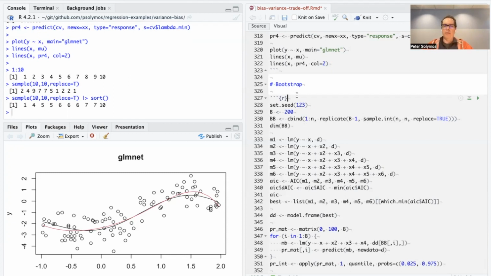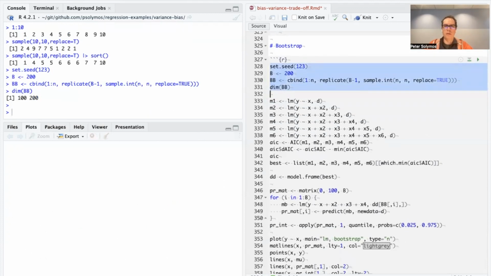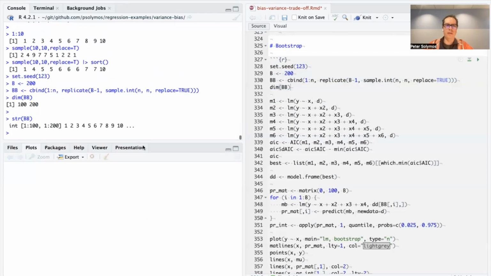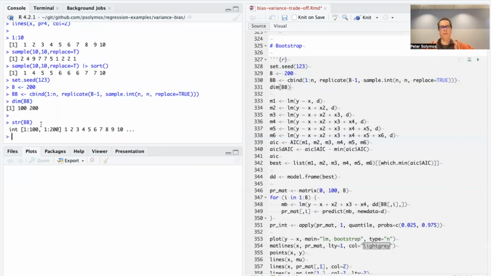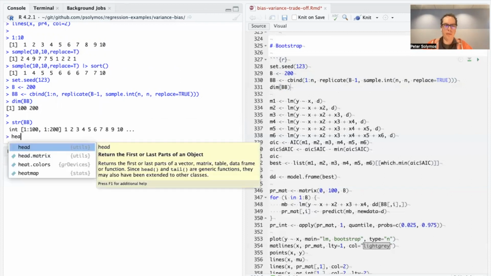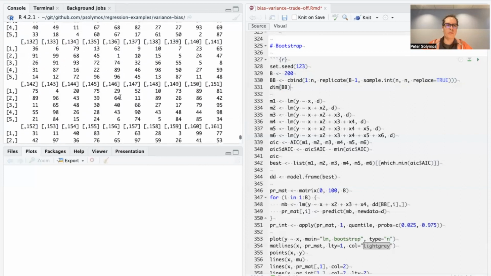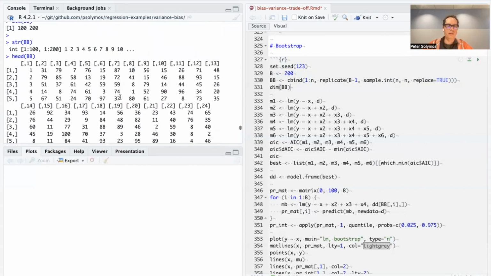And if you do this enough times, let's see what happens. Now BB, capital B, is just how many times I want to repeat the whole thing. And BB becomes this matrix where I have 100 rows and 200 columns. So these are my random IDs. When I'm refitting the model, I would take column 1. This is going to give me the row IDs that I need to take from the data frame. Then the next time I take column 2, column 3, and repeat this up to 200.